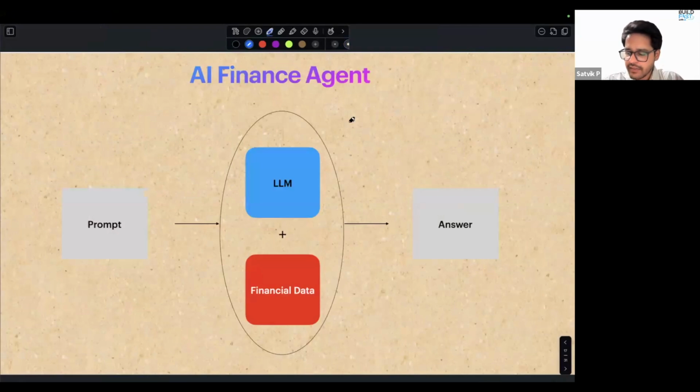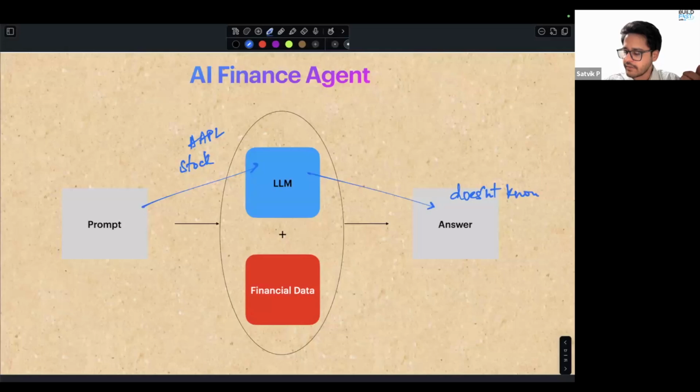So what I'm doing is, let's say you have seen with Claude, I have asked the question, what is the stock price of Apple? Then the response is like I don't know, or it doesn't know the answer, right? So now our idea is, can we take an LLM and connect it to some financial data? This could be stock market data, this could be some mutual fund data or any other data for that matter.